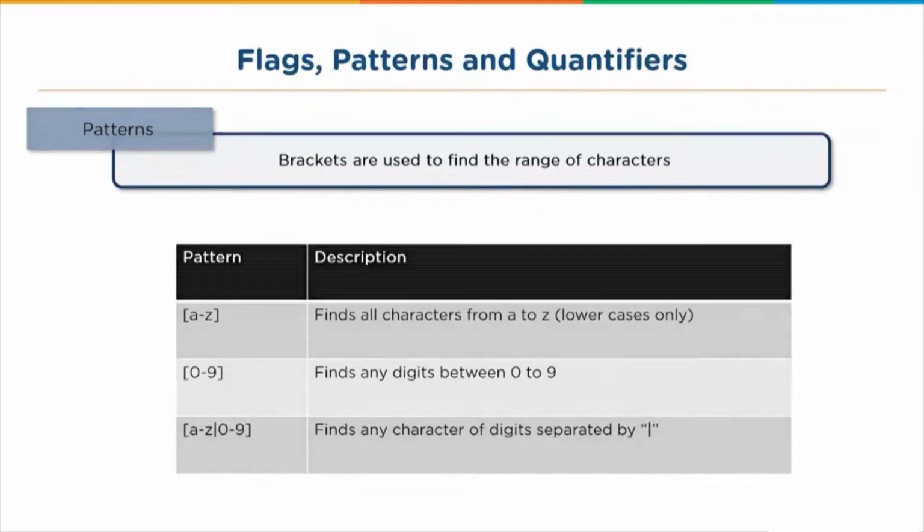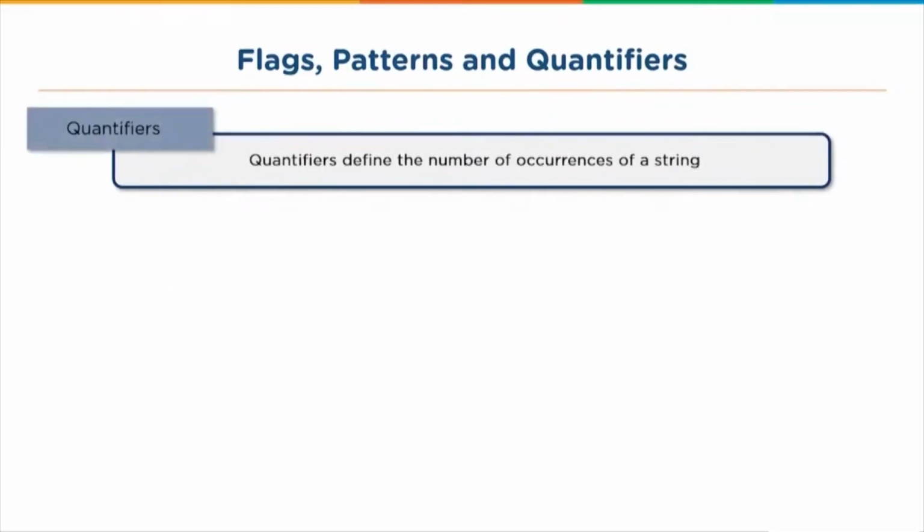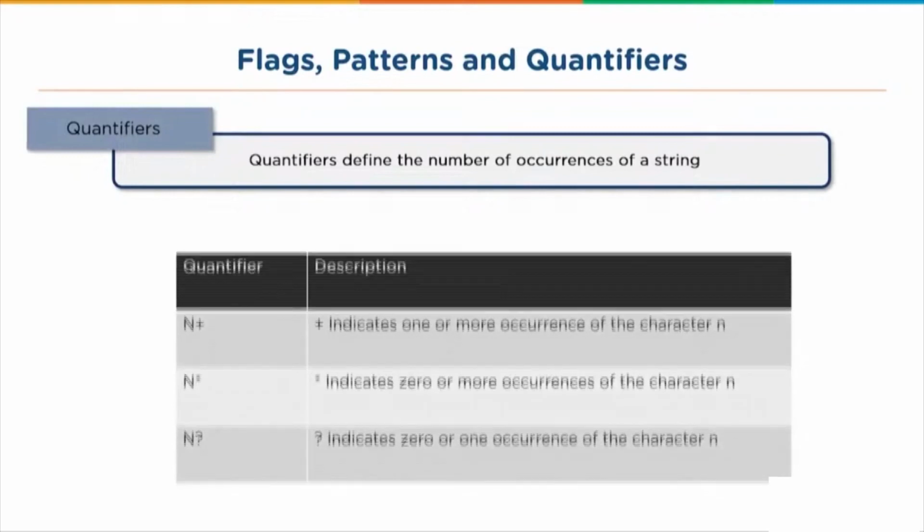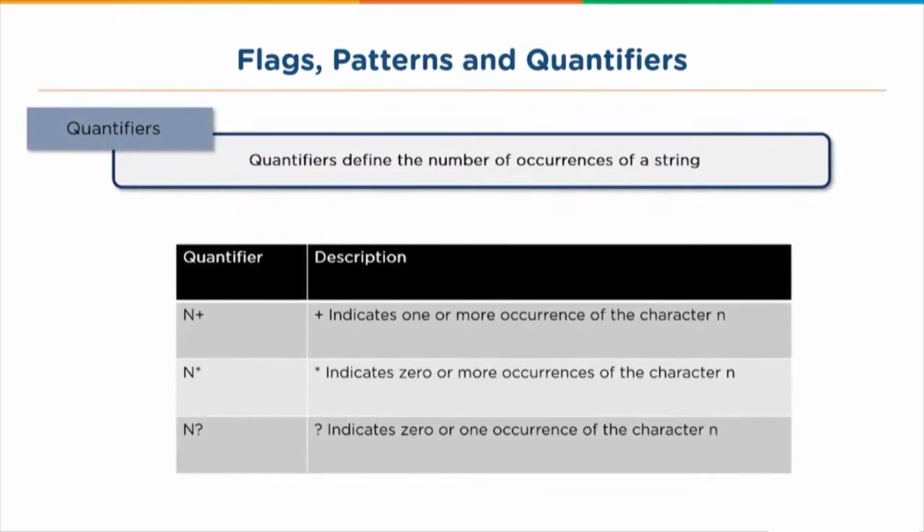So moving on, we have quantifiers. These quantifiers define the number of occurrences of a particular string. Now consider n to be a string. So we have 3 quantifiers here. We have the plus, we have the asterisk, and we have the question mark. So plus indicates one or more occurrences of the character n, and the asterisk indicates 0 or more occurrences of the character n, while a question mark indicates 0 or 1 occurrence of the character n.